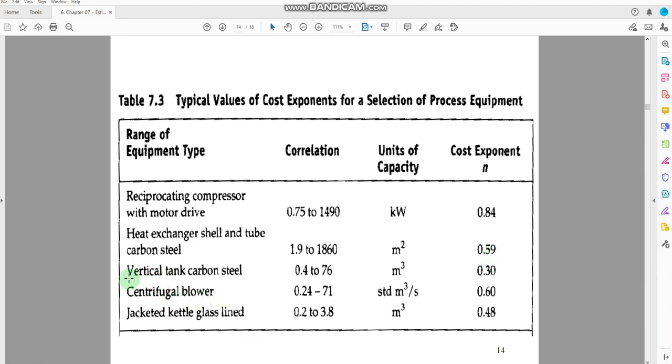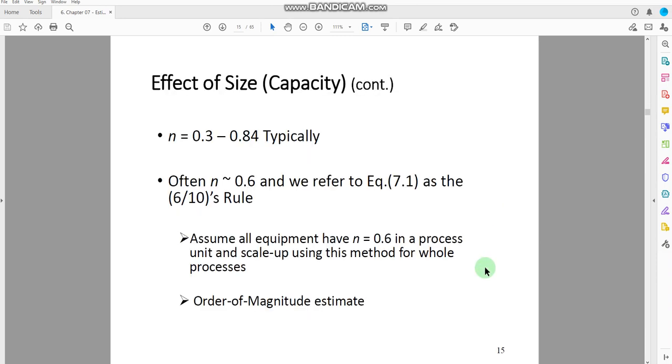Similarly, if you are using some vertical tank, centrifugal blower, or jacketed glass-lined vessel, you can see the capacity here, and then you can see the cost exponent. What we see here is that the minimum cost exponent can be 0.30 and the maximum value can be 0.84. So from here we can see that the value for the exponent typically varies from 0.6 to 0.84.